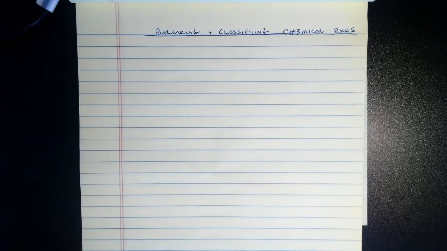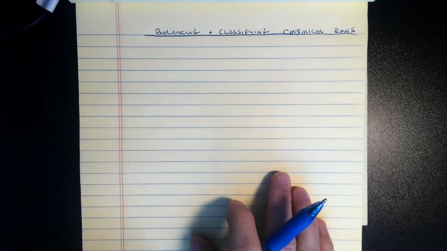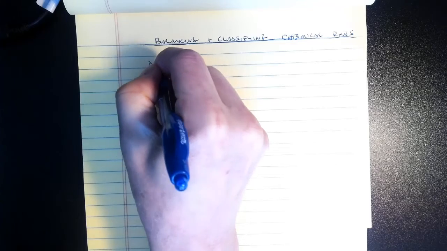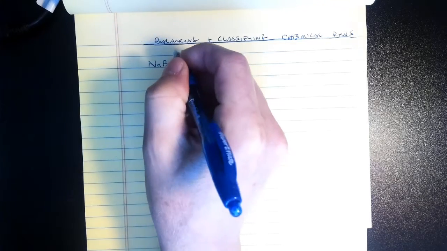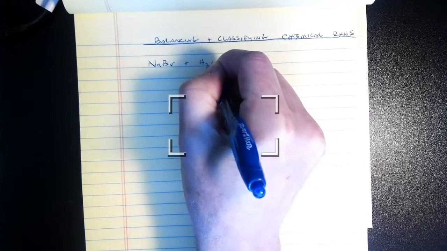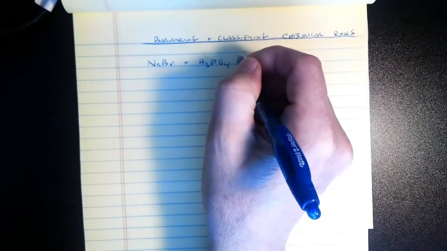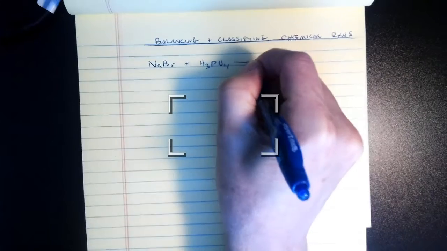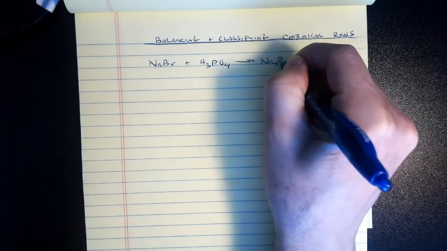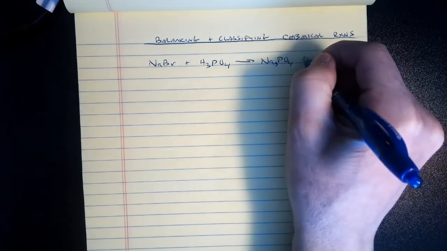Let me reposition this. We're going to start with a simple equation where we have NaBr reacting with H3PO4, and that's going to produce Na3PO4 plus HBr.